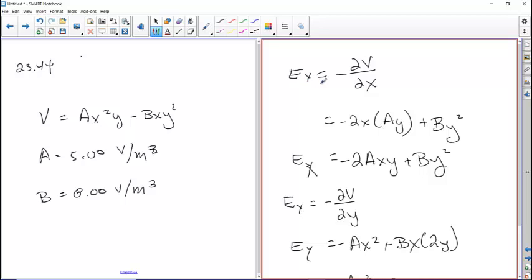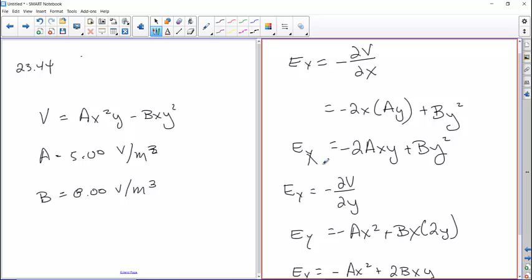Now the electric field in the x direction is equal to negative the partial derivative of the voltage with respect to x. So you take the derivative of x squared, which is 2x. You've got the negative sign, and you multiply by A times y, which are treated as constants in this partial derivative. In the second case, we take the derivative of x with respect to x, which is 1. So what we're left with is B y squared, and then you change the sign. Here I just changed the order, negative 2Axy. So that's the equation for the x component of the electric field.